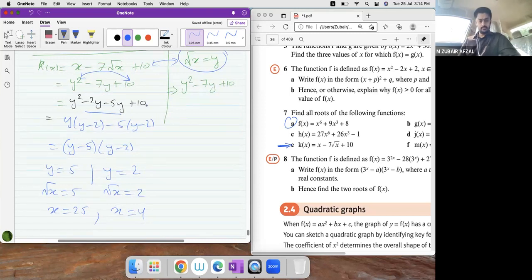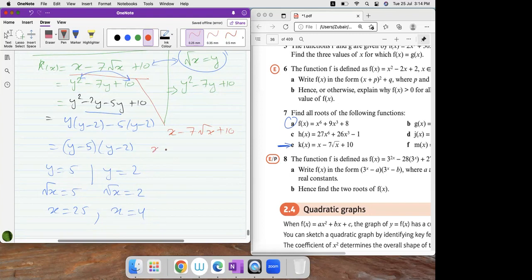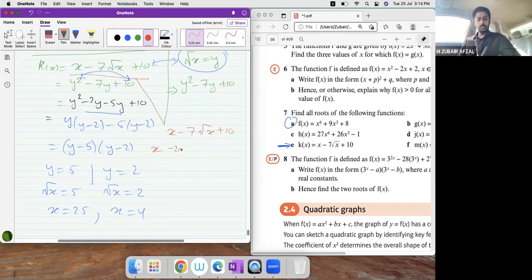Getting it? If you don't want to change it, you can still solve it. Bring this here: x minus 7 square root x plus 10. This is x, and our factors were minus 2 square root x, minus 5 square root x, plus 10. Take a few seconds and think over this. If you add these two, do you get minus 7 square root x? And multiplying these two, do you get 10x?